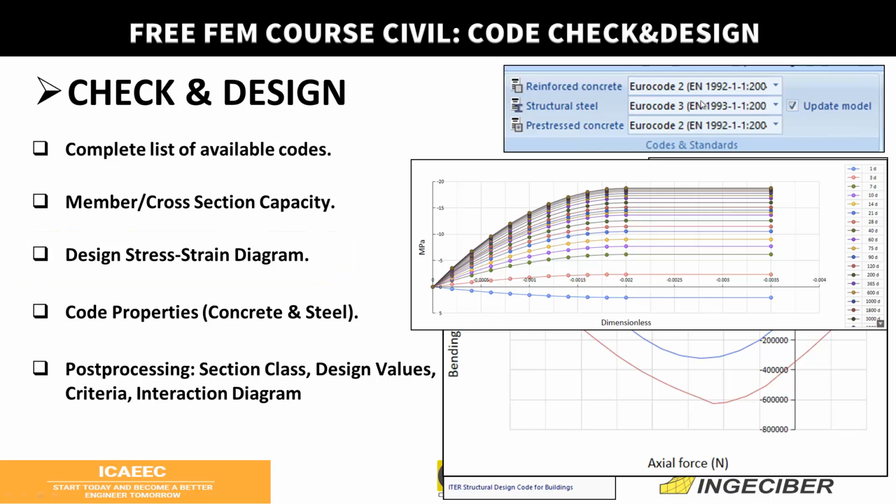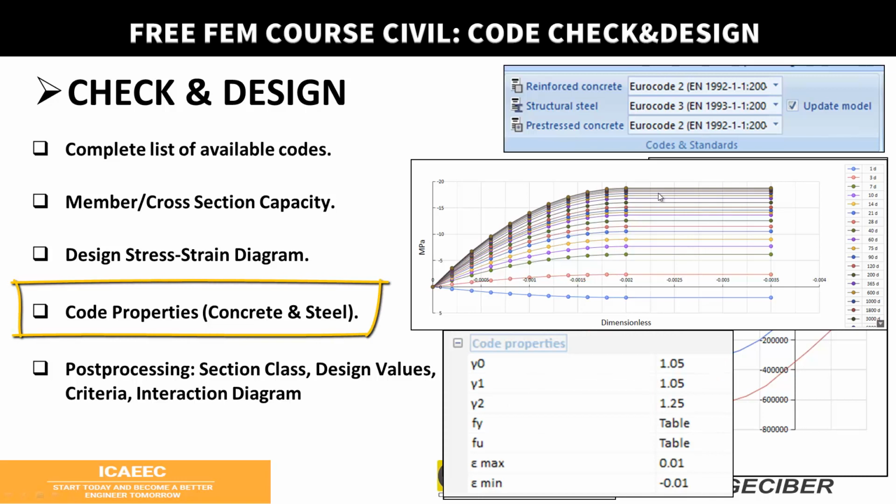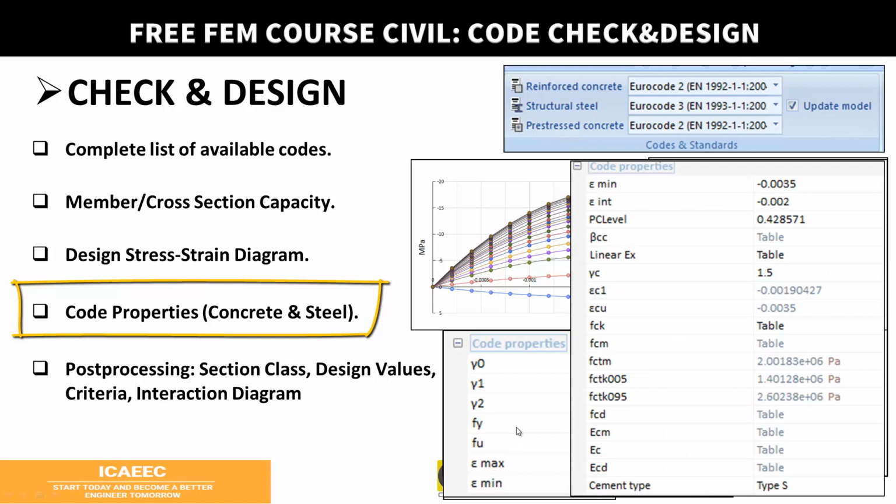Of course, you will need more data to proceed with the checking and design, which are parameters or properties. In the code you have the safety factors, partial safety factors, steel yield strength, strains, and for concrete, depending on the code as well, you will have different resistance and strength characteristics. You will have default values, but you must check they are the ones you need for your calculation.